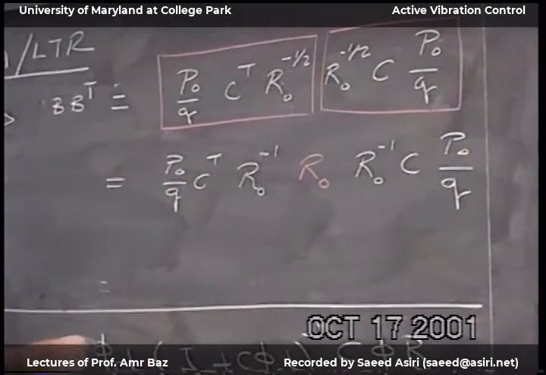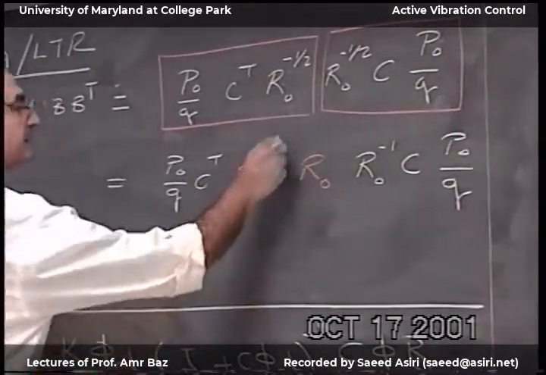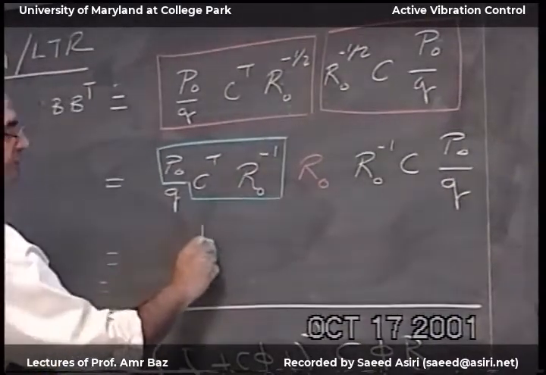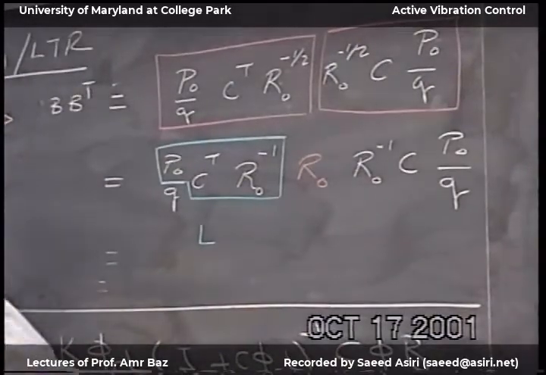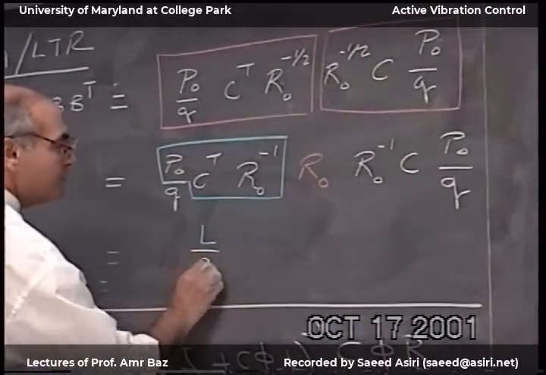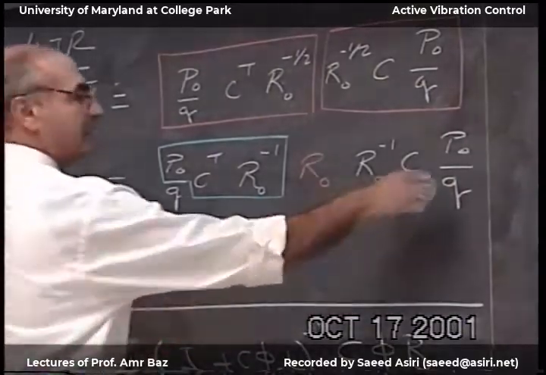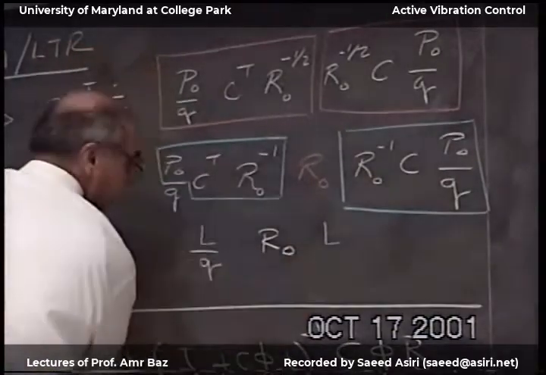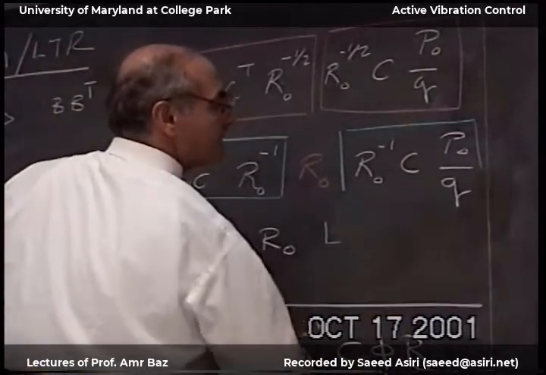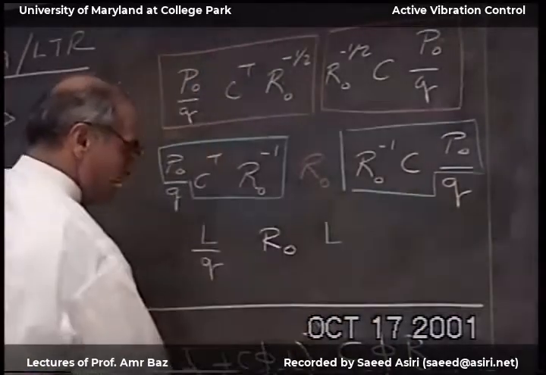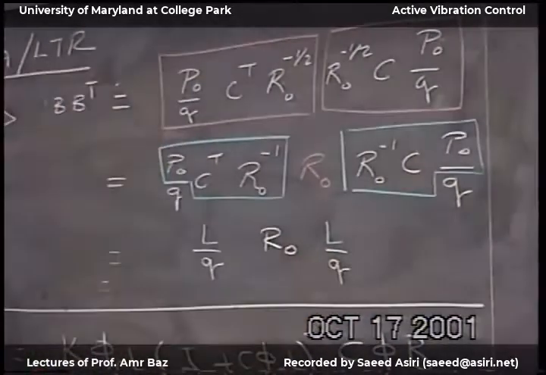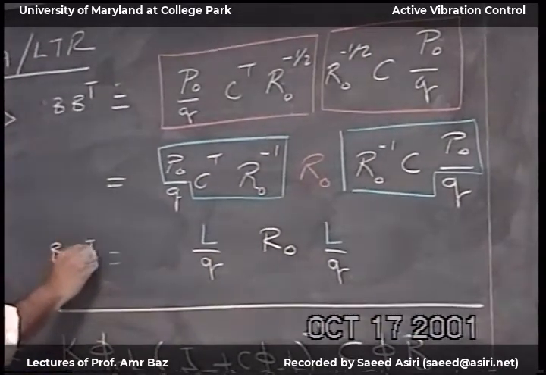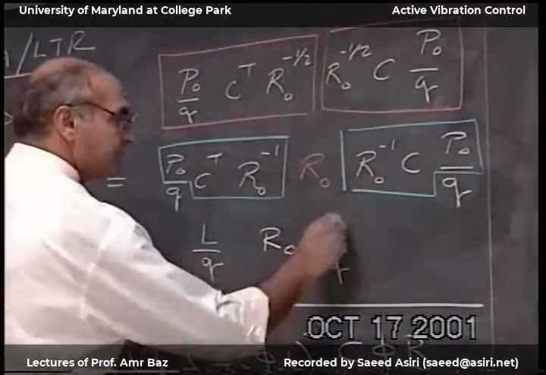And this term is equal to our L over Q, and then R0, and this last term equal to our L, oops, over Q. This is equal to B and B transpose. And then this would be L transpose.